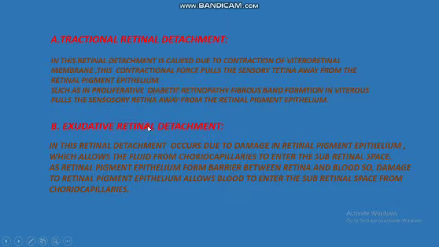Now the exudative retinal detachment: in this, retinal detachment occurs due to damage to the retinal pigment epithelium, which allows the fluid from the choriocapillaris to enter the subretinal space. Now why does this happen? Because the retinal pigment epithelium forms the barrier between the retina and the blood, so damage to it allows the blood to enter the subretinal space from the choriocapillaris.